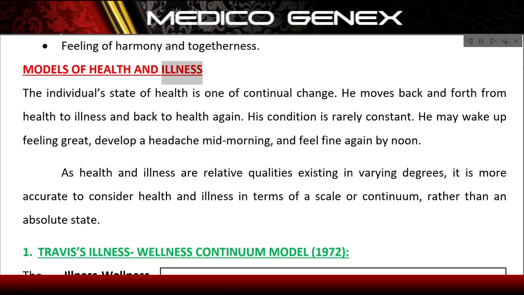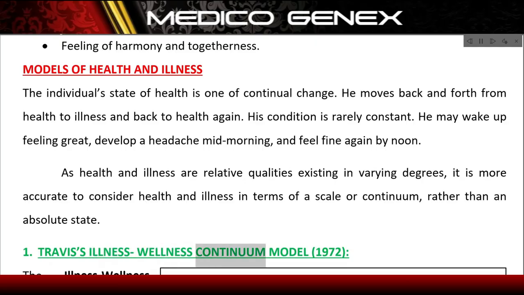Models of health and illness. The individual's state of health is one of continual change. He moves back and forth from health to illness and back to health again. His condition is rarely constant. He may wake up feeling great, develop a headache mid-morning, and feel fine again by noon. As health and illness are relative qualities existing in varying degrees, it is more accurate to consider health and illness in terms of a scale or continuum, rather than an absolute state.